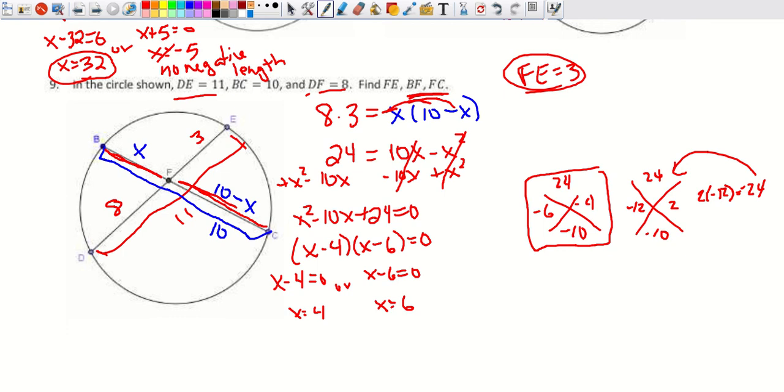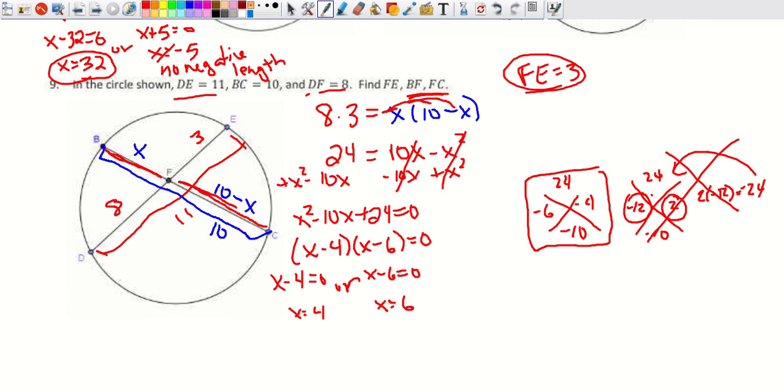If you try negative 12 and 2, okay, these two numbers, while they do give you negative 10, they don't give you positive 24, they give you negative 24. So this factoring will not work, okay? So my factored form should be x minus 4, x minus 6, and then when I bust out my two solutions, I get 4 or 6 as my answers.